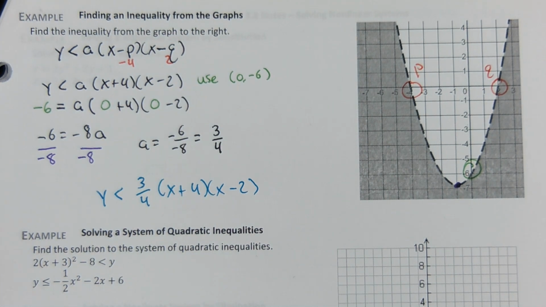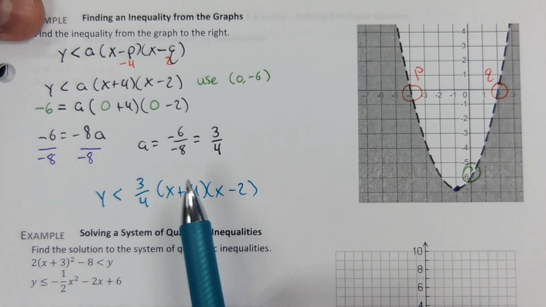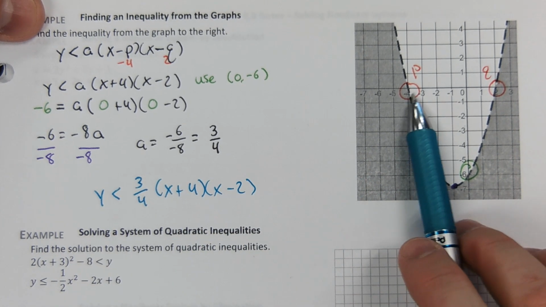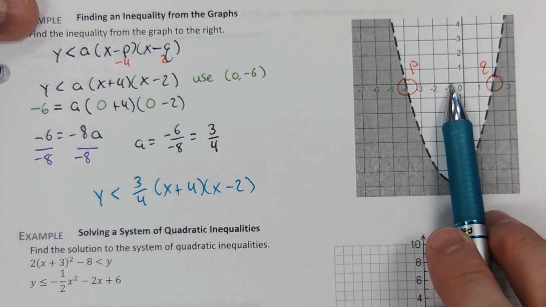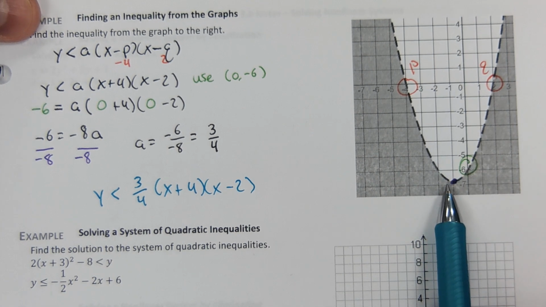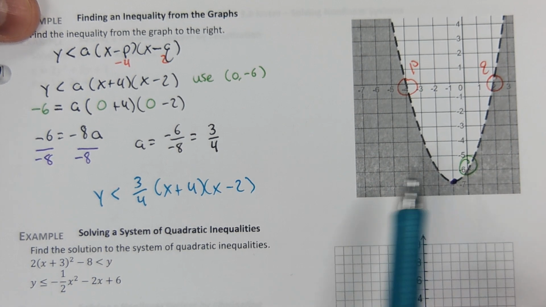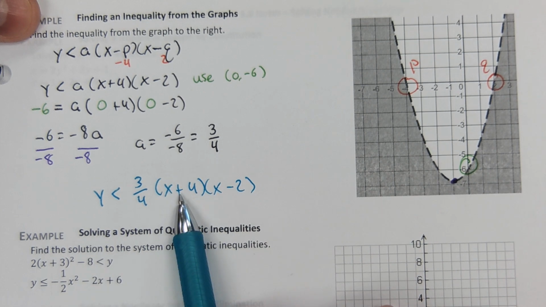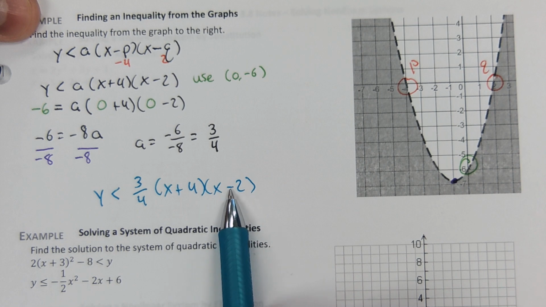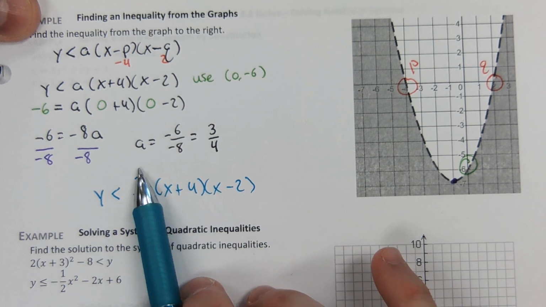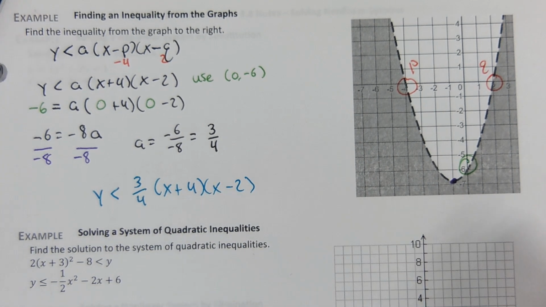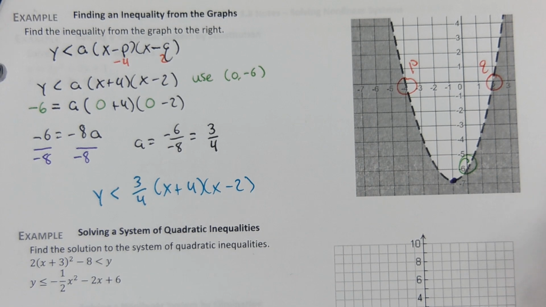If you wanted to confirm that you did it right, you could find the vertex of this. Halfway between negative 4 and positive 2 is negative 1. So if you plug in x equals negative 1, we had better get a number that's almost negative 7. Let's see. Negative 1 plus 4, that's 3. Negative 1 minus 2, that's negative 3. So this is negative 9. 3/4 of negative 9 is negative 27 divided by 4, almost negative 7, because negative 28 divided by 4 would have been negative 7. So it worked perfectly. Ta-da!